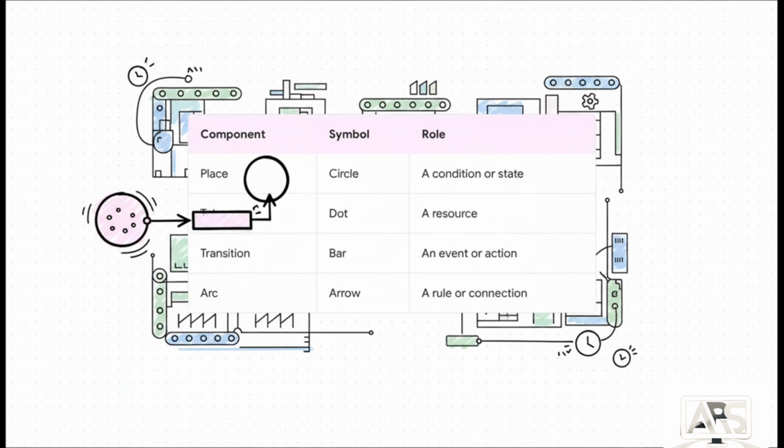And what's amazing is that this entire game is played with just 4 simple kinds of pieces. First up, you've got places. Those are the circles. They represent a condition, like server is idle. Then you have tokens, the little dots. These are your resources, maybe a person or a piece of data. The bars are called transitions, and that's where the action happens. And finally, you have arcs, the arrows, which are just the rules connecting everything. That's it. With just these 4 things, you can map out ridiculously complex systems.